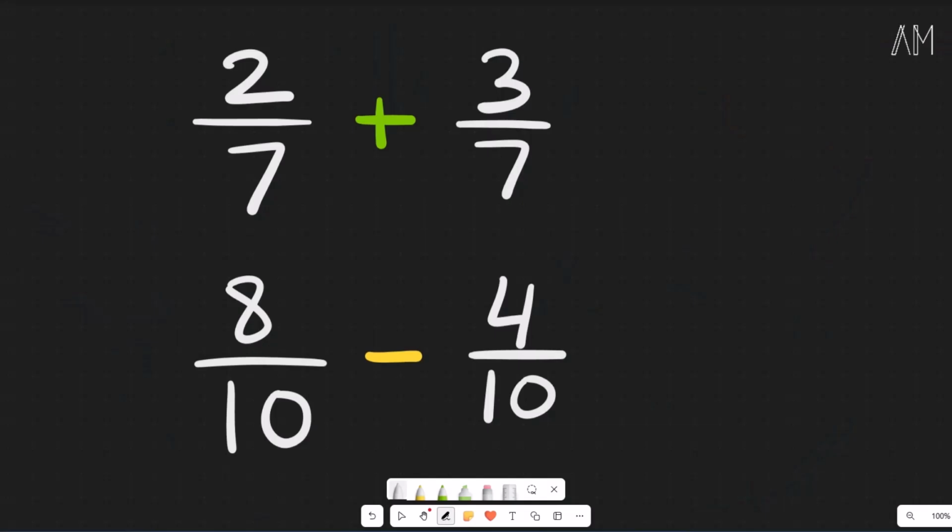Hello everyone. In this video we are going to learn how to add and subtract fractions with the same denominator.